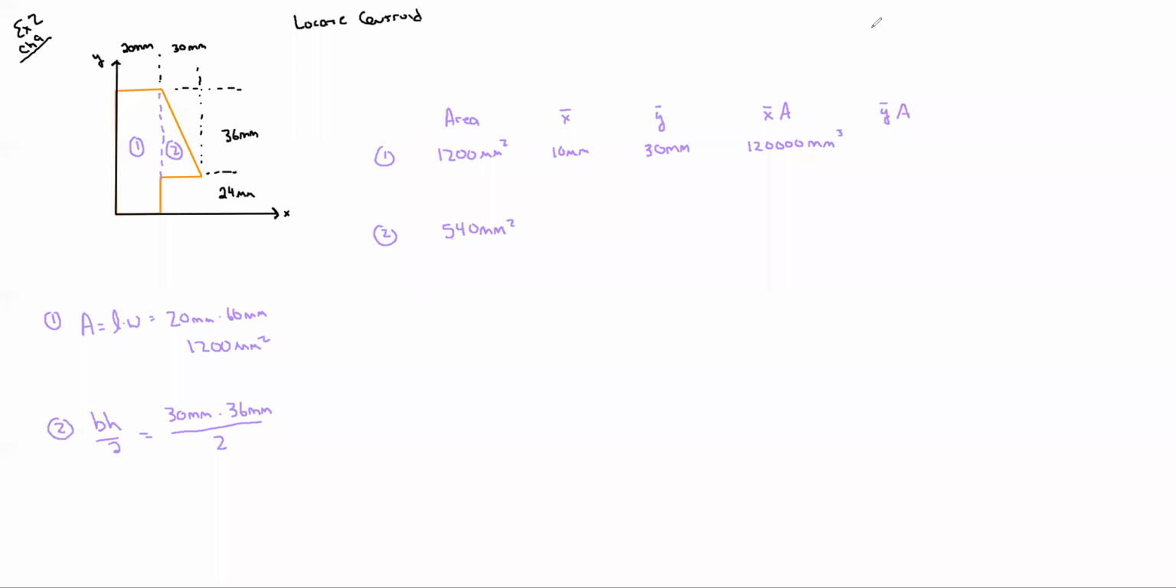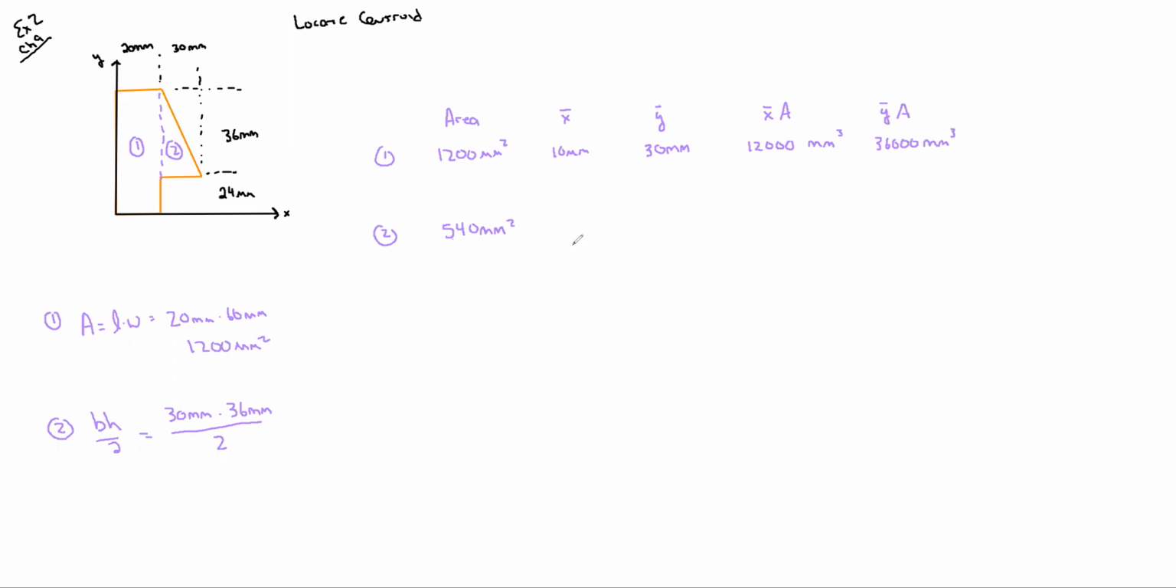I do. It should be 12,000, not 120,000. And y bar A should be 36,000 cubic millimeters.